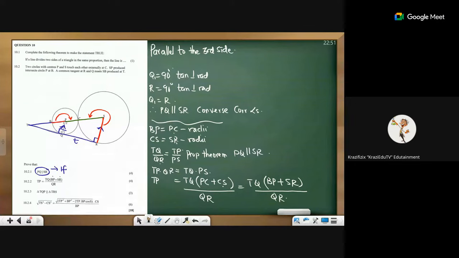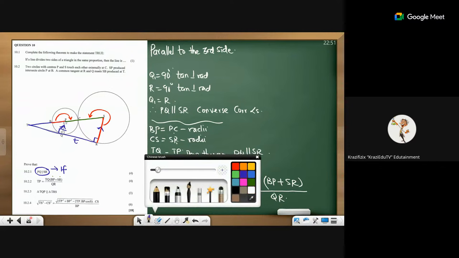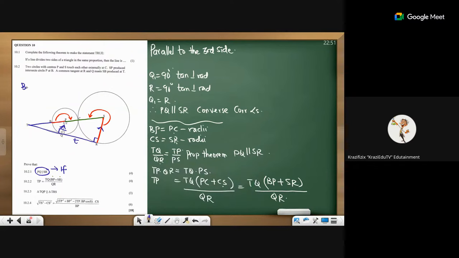Start from the answer, please. Start from the answer and work backwards. See the answer they give you. Find those lines. Find a connection between them. Name your lines, radius, radius, before you even start. Whatever you see that is equal, write them down. Already in this, I should have written this: BP is equal to PC, and that is equal to PQ. Here, CS equal to what? SR already. Look at 10.2.3.